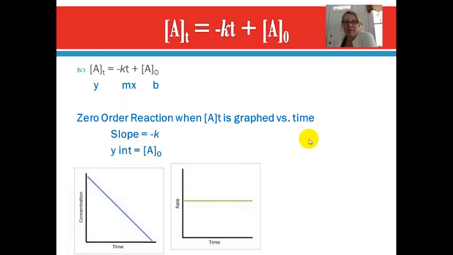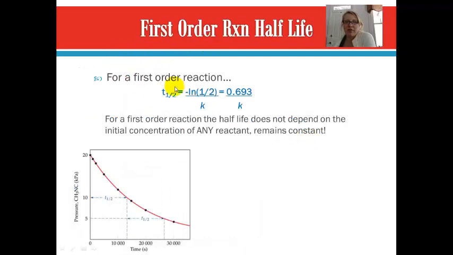So the integrated rate law is very important for finding the concentration at some time, or finding the initial concentration, or finding k. If we have a first order reaction, our half-life, or the time it takes for half of our reactants to react, is always going to be equal to negative natural log of 1/2 over k, which is always equal to 0.693 over k. It does not depend on the initial concentration. It remains constant. So there's no concentration in here. The half-life will always be 0.693 over the rate constant.